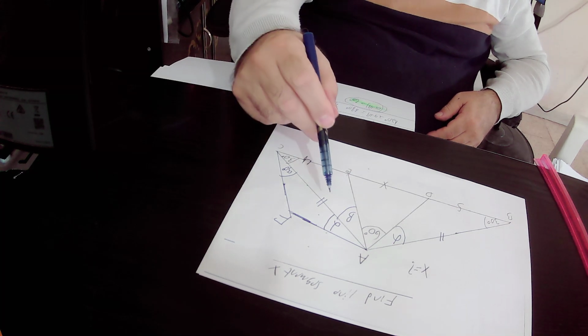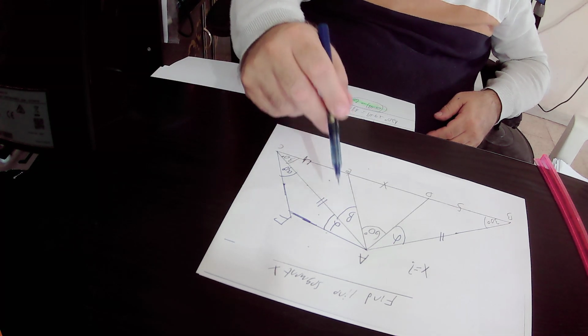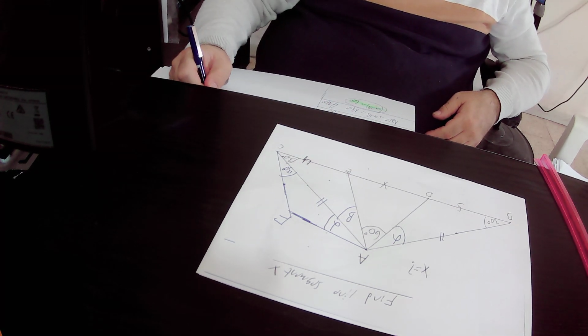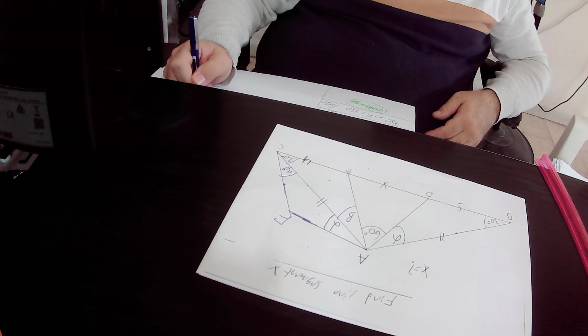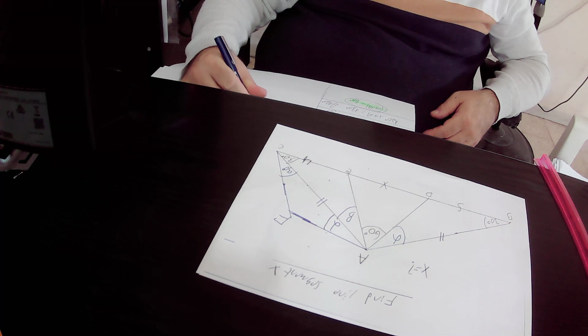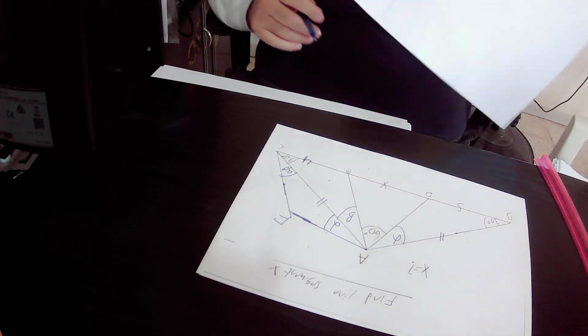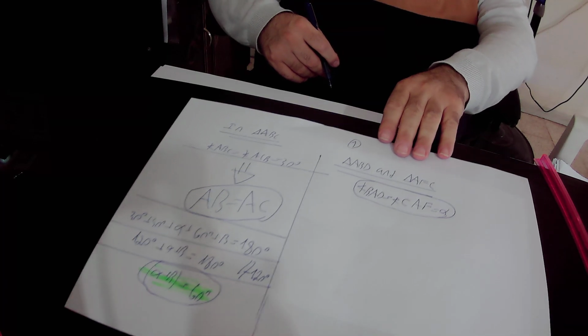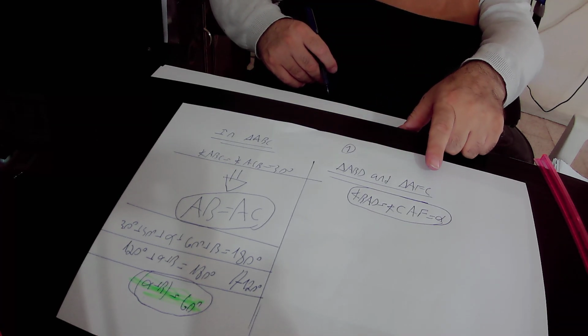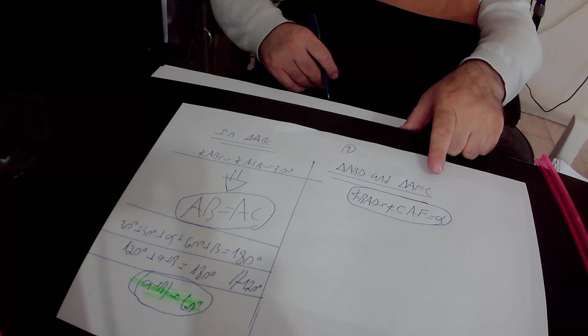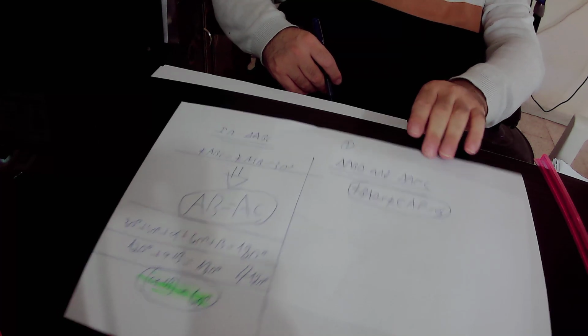Is equal to this angle, that is actually angle CAF. Both angles are equal to alpha, therefore they are equal to each other. I'll repeat again. Angle BAD in triangle BAD equals angle CAF in triangle CAF. They are both equal to alpha, therefore they are equal to each other.